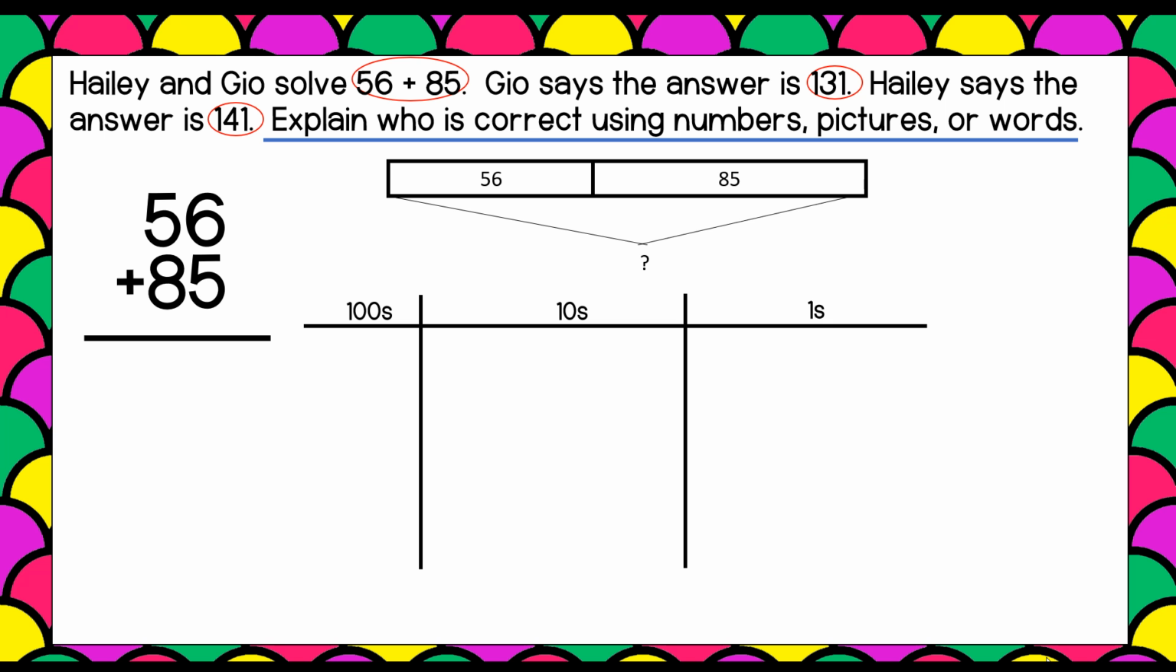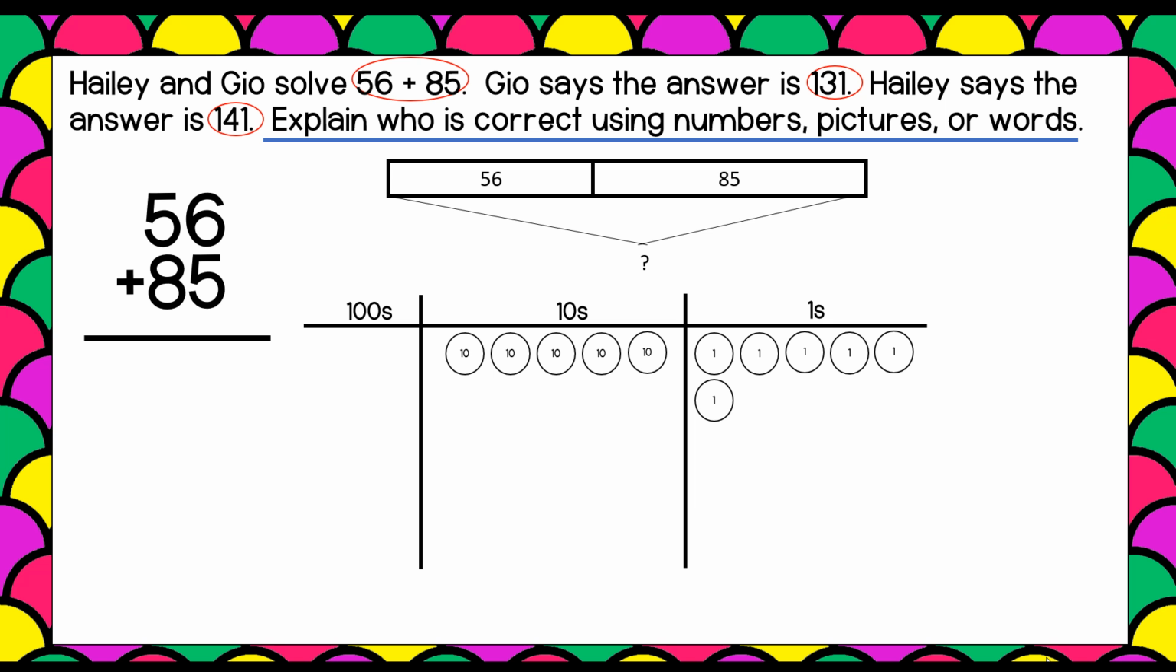Let's see. We're going to start with 56. How many tens are in 56? There are 5 tens in 56. How many ones are in 56? There are 6 ones in 56. Remember, when we're using place value discs or drawing it using circles, put your circles in rows of 5. That makes it easier for you to count. Counting by fives is easy.